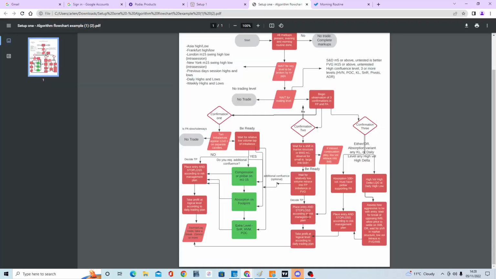Place entry and stop loss according to risk management plan. Now, you always have a stop loss, whatever it is, depending on the trade. If you have a precise level, then you can use 3-4 pips. Have a risk management plan. If you do not have a risk management plan written down, go back to Babypips and get this done, or DM me and we'll work together on it. Take profit at a logical level according to your daily trading plan. Your daily trading plan is in your morning routine, and then journal.